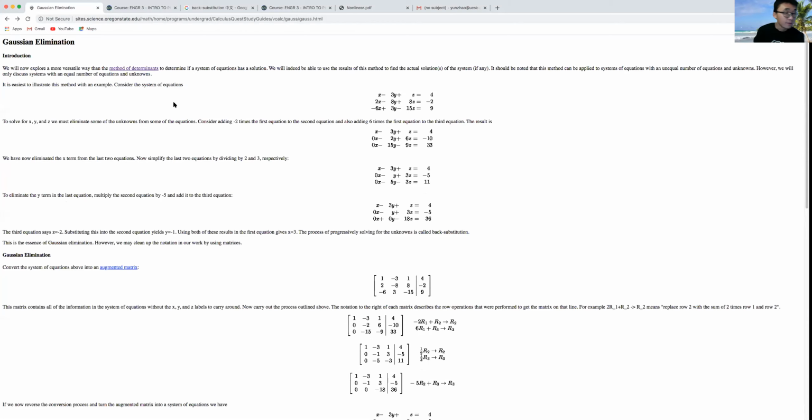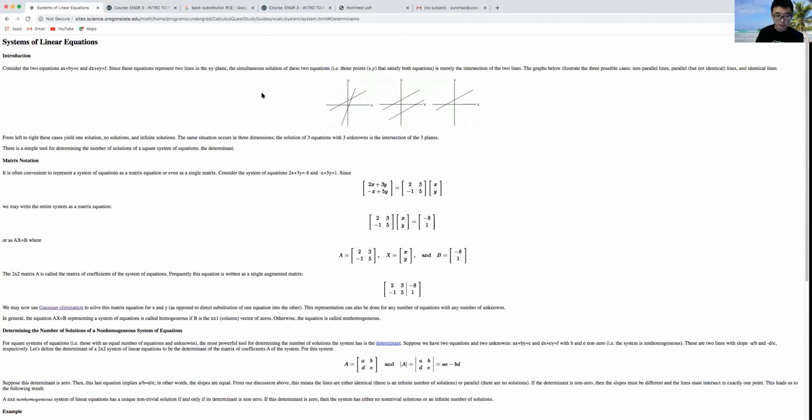So first, let's look at Gaussian elimination. You guys have said you know that, but before that, we know there is a method of determinant to determine if a system of equations has a solution or not. So determinant is like this.